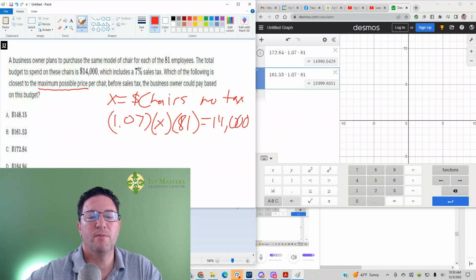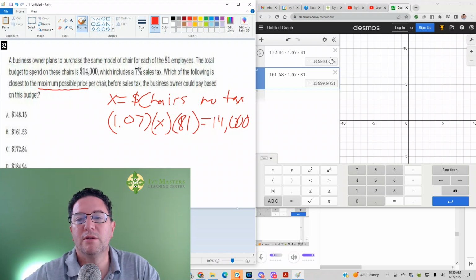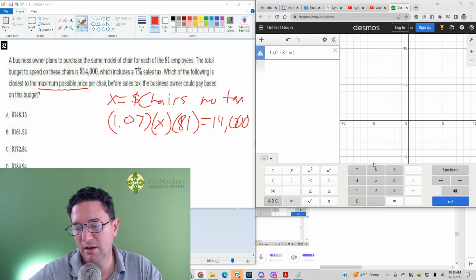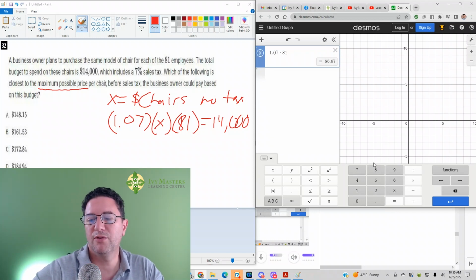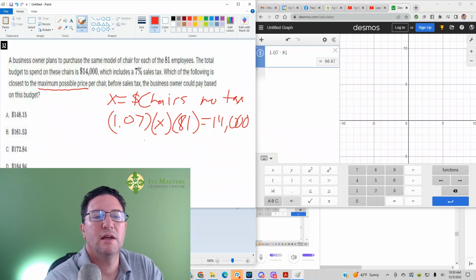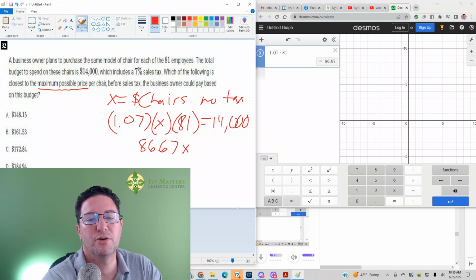$14,000. And from there, up here in your Desmos, you would multiply 1.07 times 81. Whoops. And I got to get used to this myself. You don't need to hit the equal sign. It'll just appear automatically. So then you've got that it's going to be $86.67 per chair. That's going to equal $14,000.